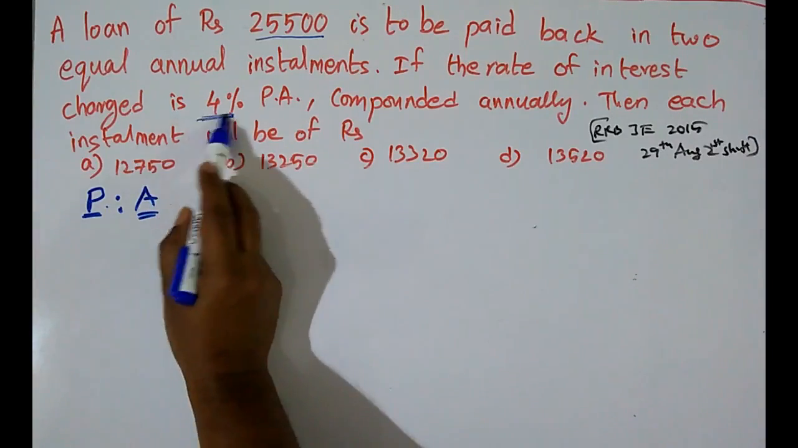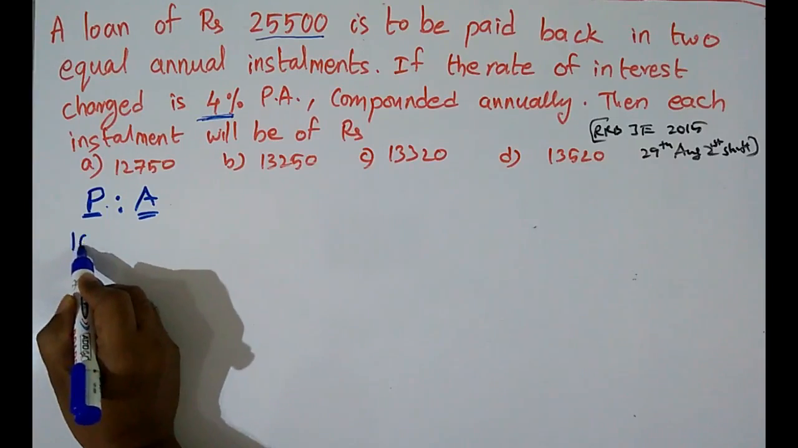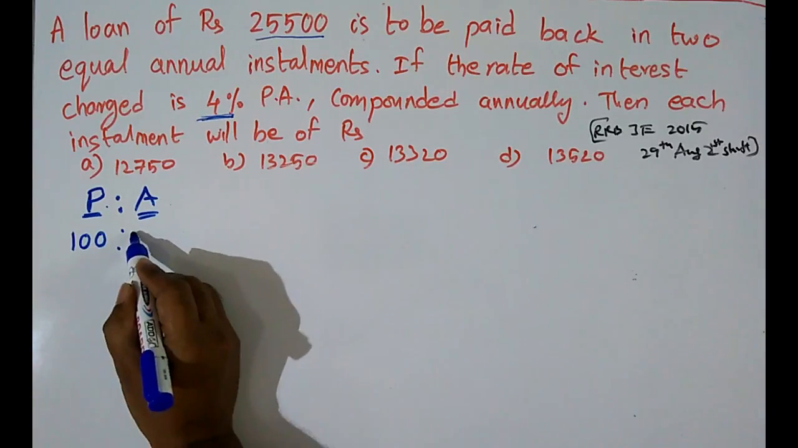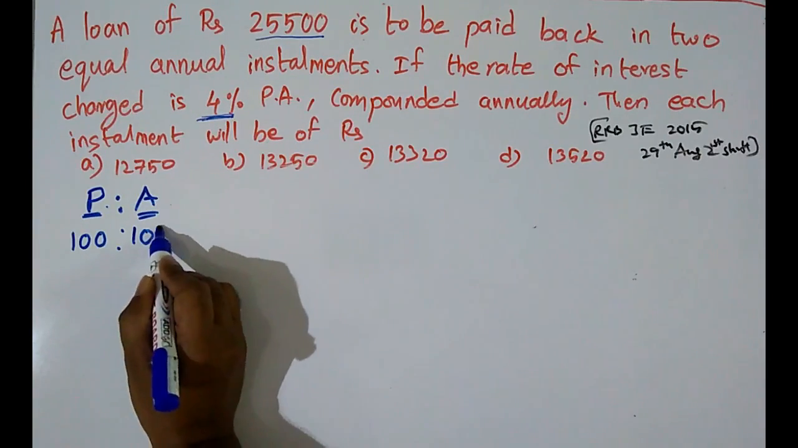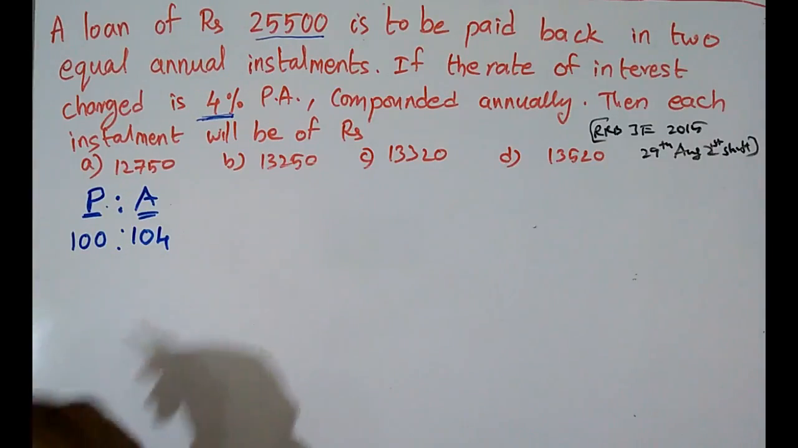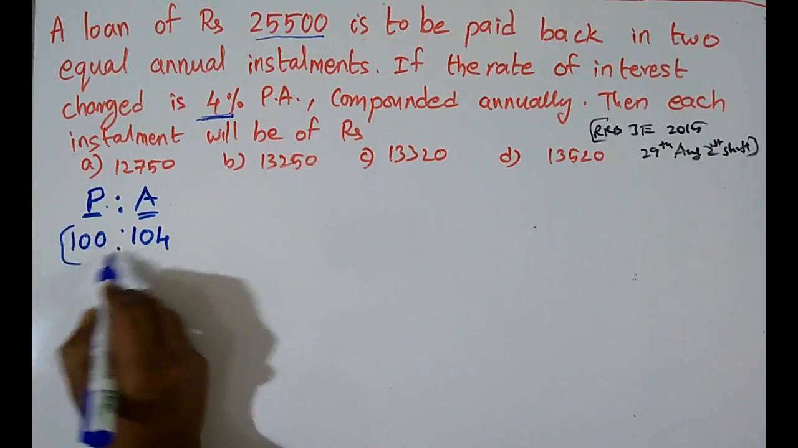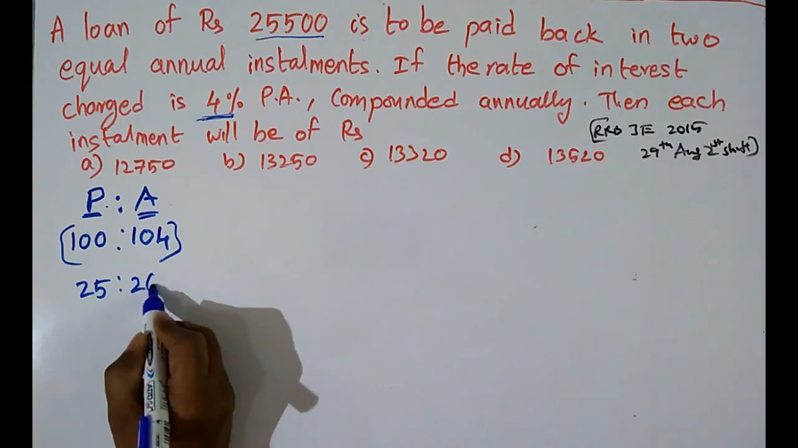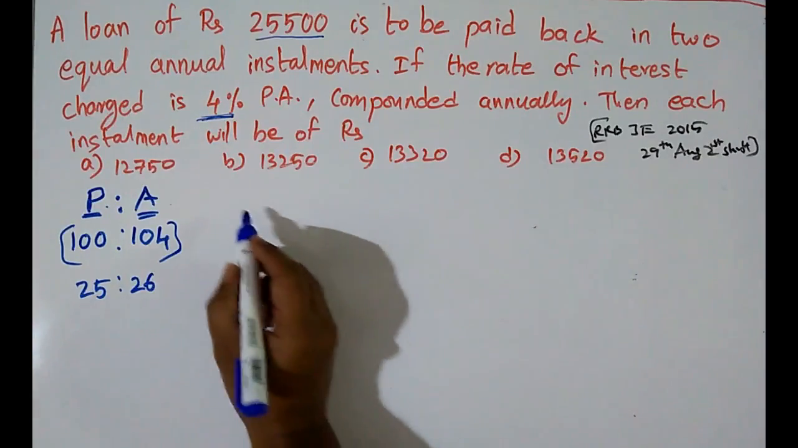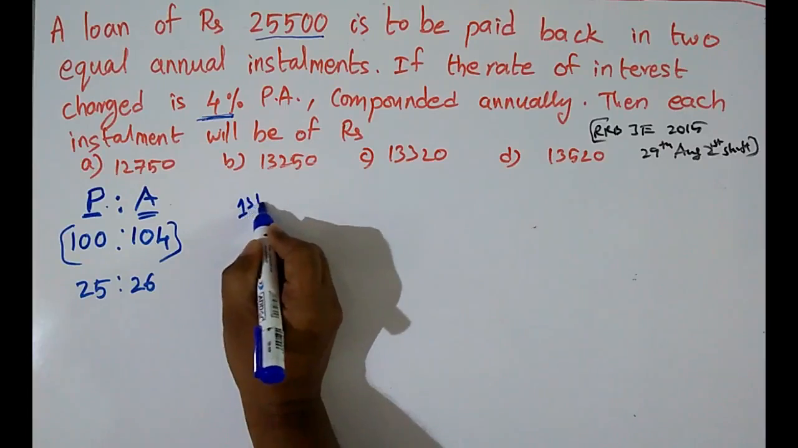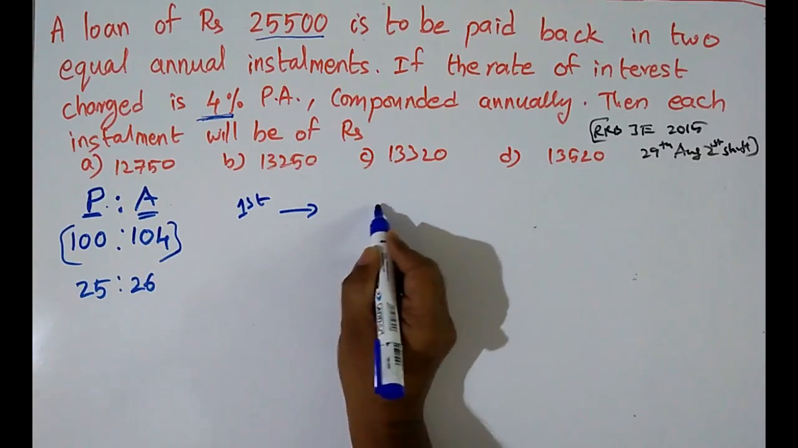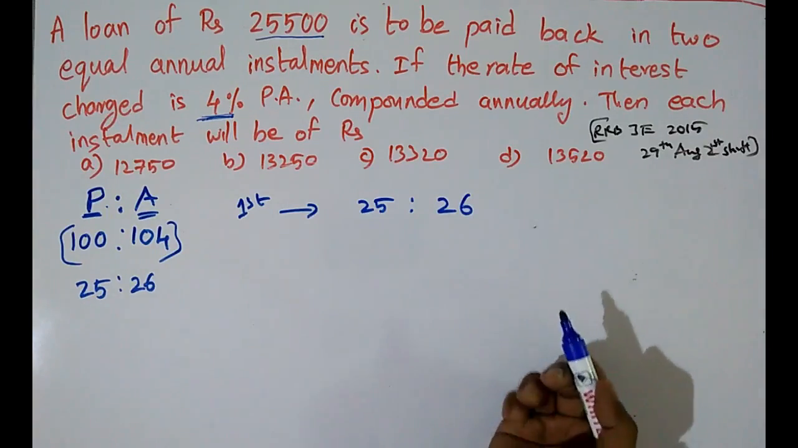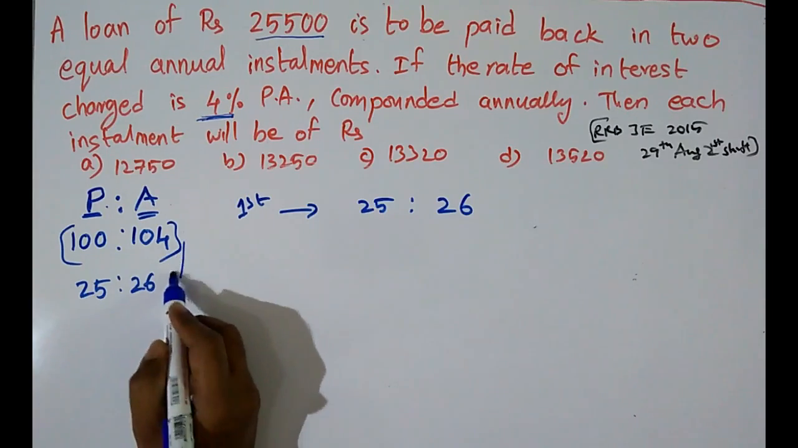See here the interest rate is 4%. That is, if we take a principal of 100 rupees, we have to pay back 4% interest along with the principal. That is 104 rupees we have to pay if we take 100 rupees. So reducing this ratio, we get 25 4 times and 26 4 times. So as usual, for the first year, if we take 25 rupees, we have to pay 26 rupees.